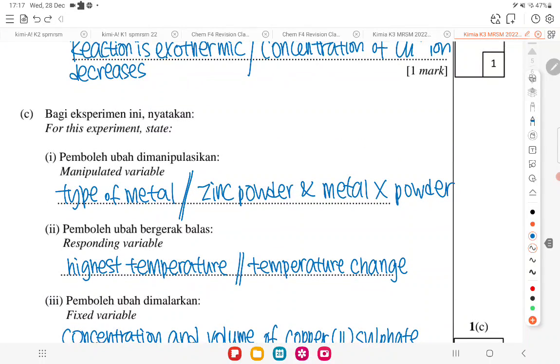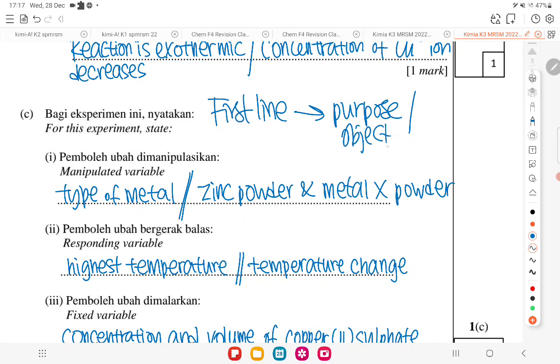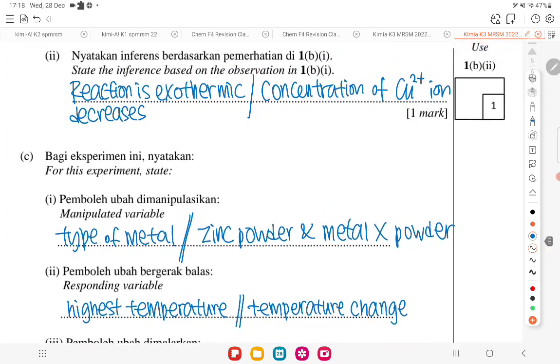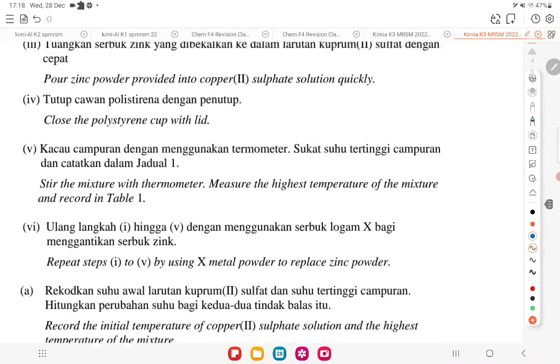Another way you can find the responding variable is go to read the first line of the question. Go to understand the purpose or the objective of the experiment. So you must understand what the experiment wants to do. What is the main purpose of the experiment? Because when you know the purpose of the experiment, you will know the result that you wanted. Okay, what do I mean?